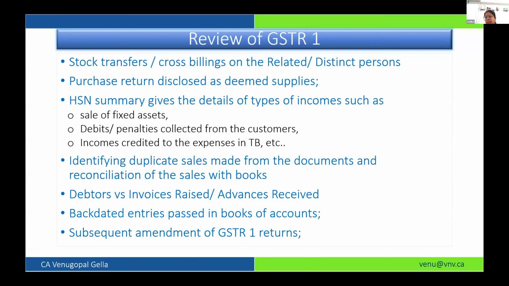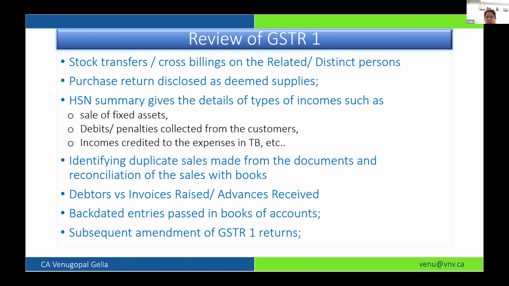Sometimes it happens that a purchase return is considered as a supply. I don't know why, but most people have a wrong impression that in case of purchase return also, a tax invoice can be raised. It is to be noted that under GST, a debit or credit note relates to the person who has raised the tax invoice. If I am the person who raised that tax invoice, I am the only person who can raise a credit or debit note. No other person can raise a credit or debit note against my supply.